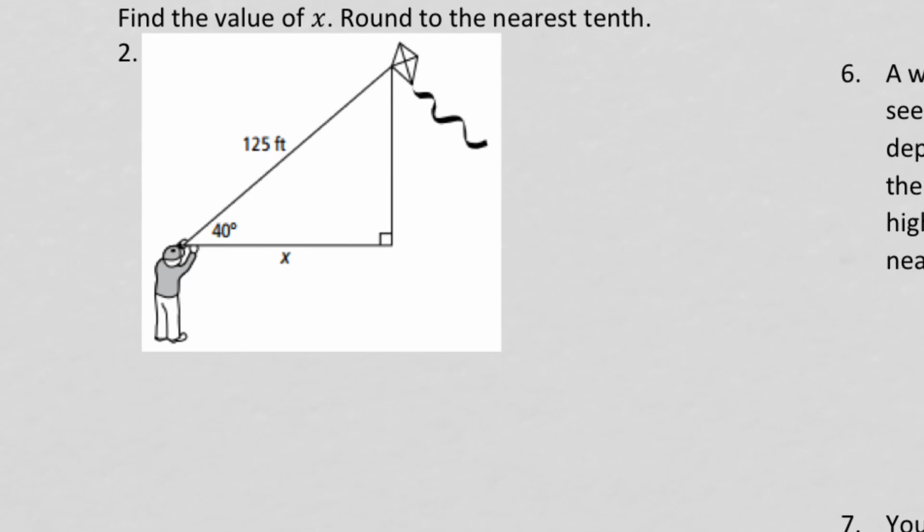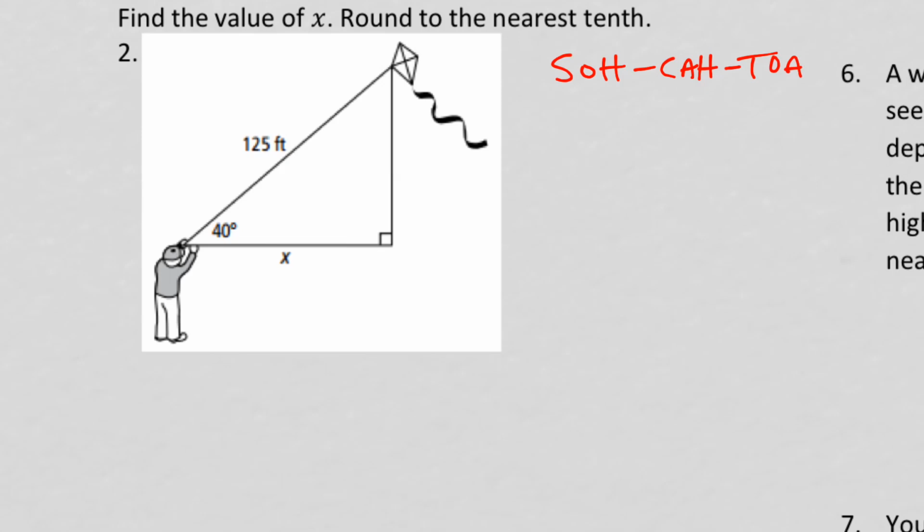Number 2, find the value of x, round to the nearest tenth. So at this point, as you work with right triangles, you have to decide which way to approach the problem. Here, because this angle is 40 degrees, this is not a special right triangle, and I only know one side, so I cannot use the Pythagorean theorem. So here, I'm going to use SOHCAHTOA. So I'm going to first start by writing that down here on the side. SOHCAHTOA is my reference for sine, cosine, or tangent.